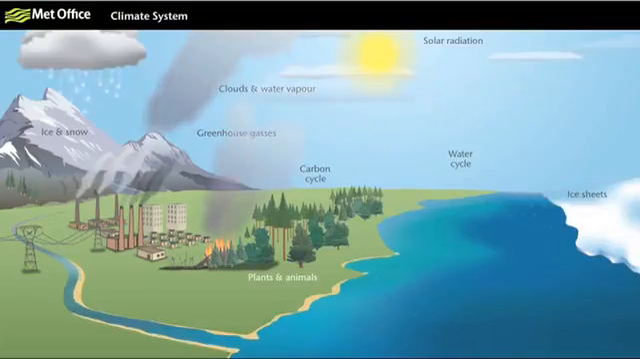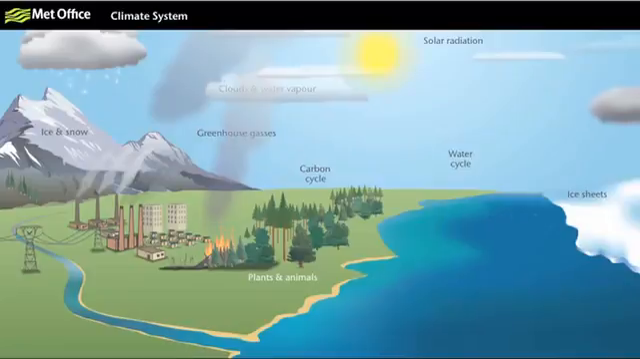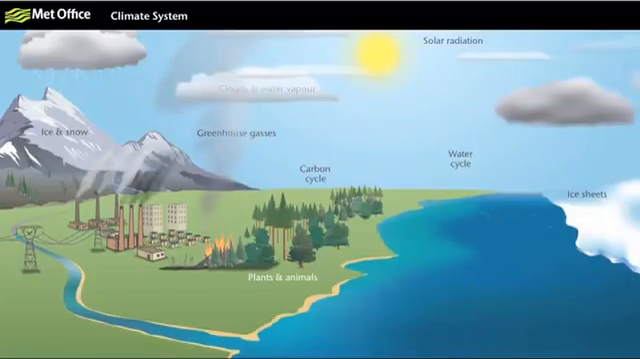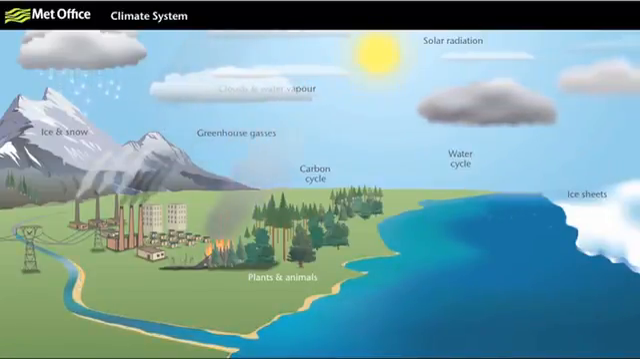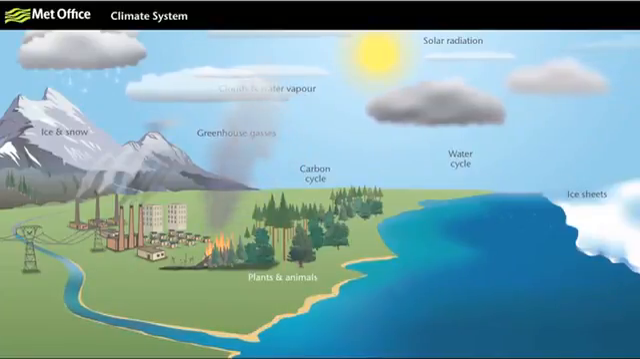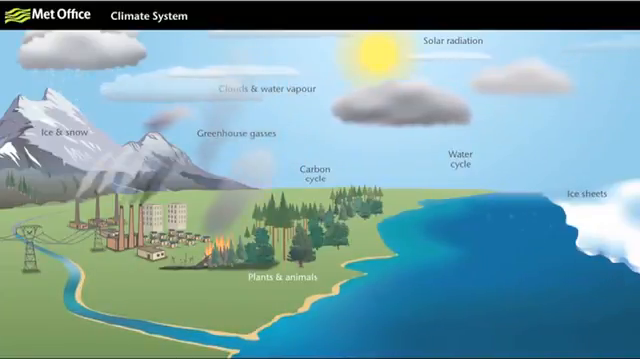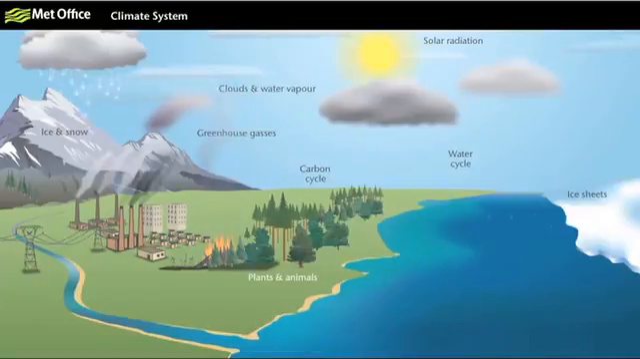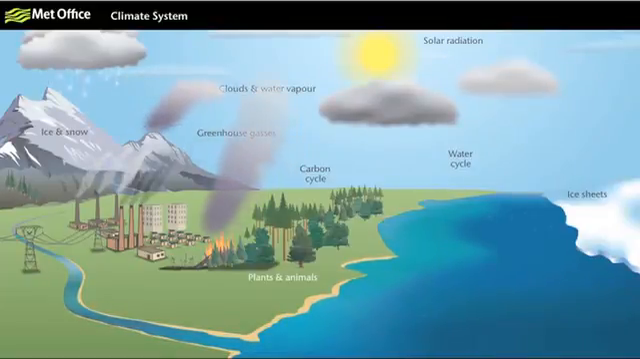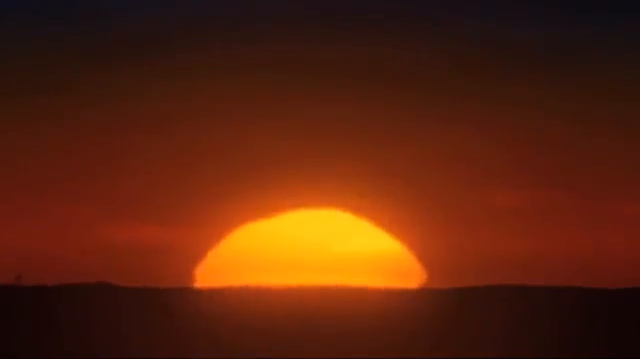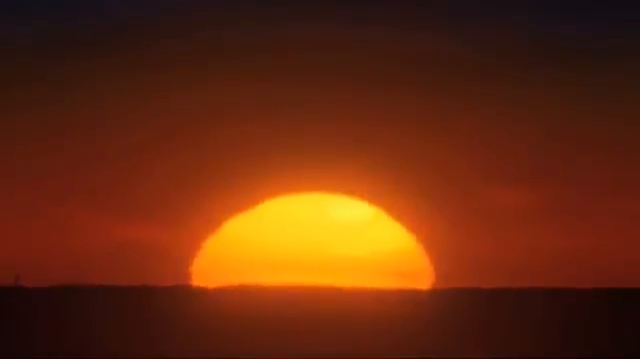Scientists have to look at how the atmosphere interacts with the oceans, ice sheets, land masses and vegetation. These different interactions create a climate system, and these interactions, as well as the composition of the atmosphere itself, create a very complex system. The sun also drives our climate.